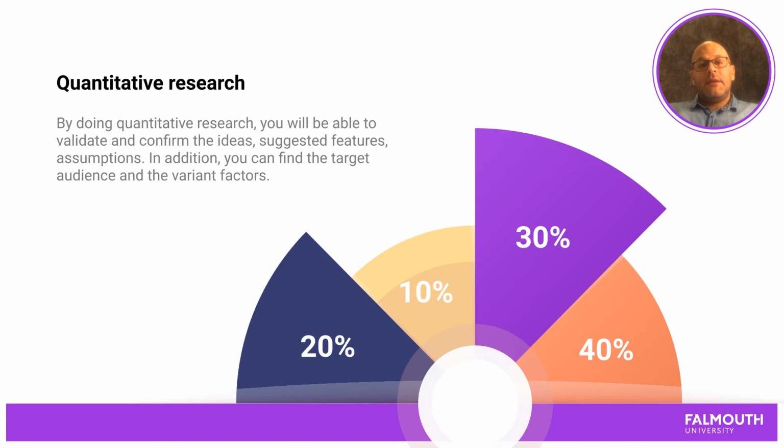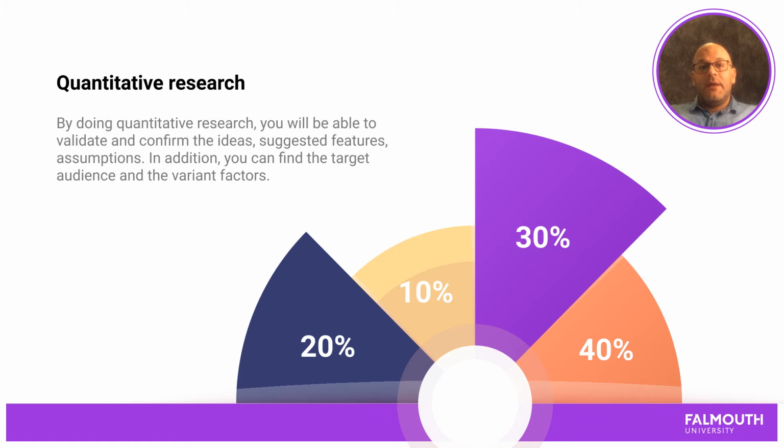The first method of research is quantitative research. In this, you will be able to validate and confirm the idea, suggested features as well, and assumptions. In addition to that, you can find the target audience.